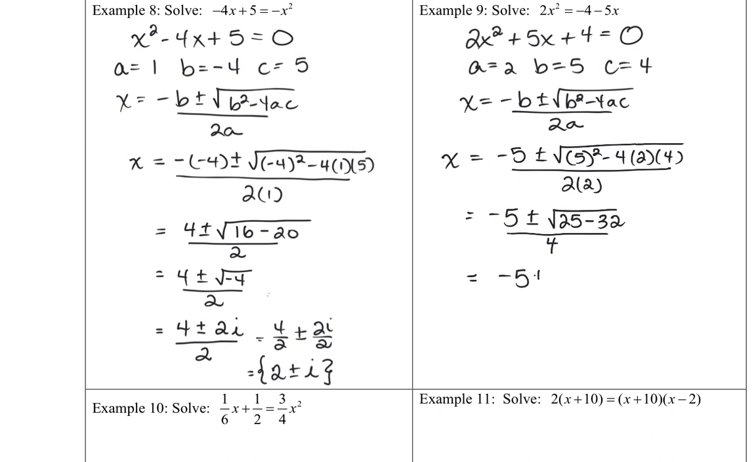So negative 5 plus or minus, got to do that subtraction first. That's going to be negative 7 over 4, right? 25 minus 32. And then really the only thing I can do here is take into account that I've got that square root of negative 1, so I need to put the i out, right? So negative 5 plus or minus i square root of 7 over 4. And because that won't simplify, that's my simplest form, that's my solution set.